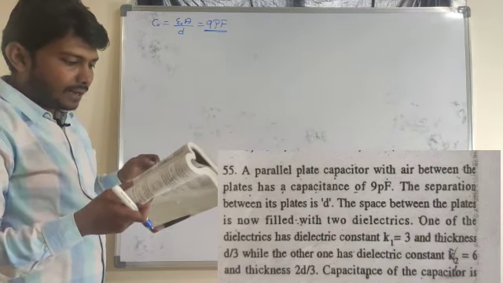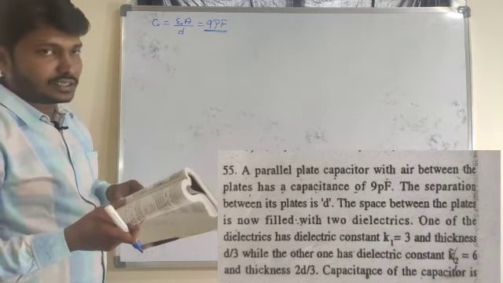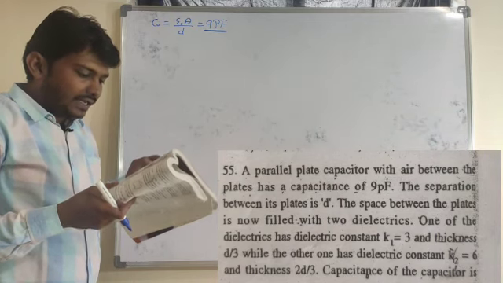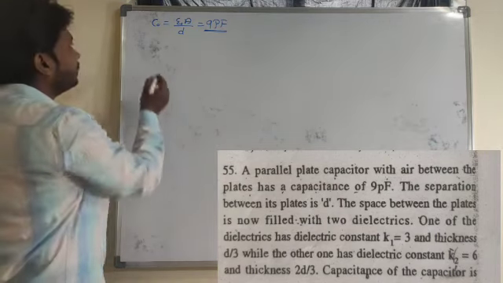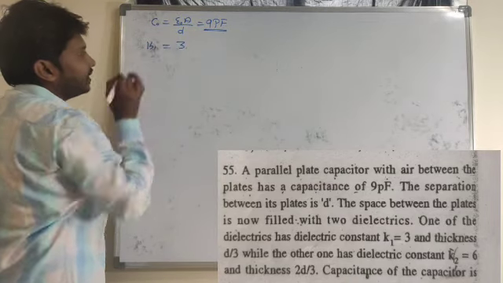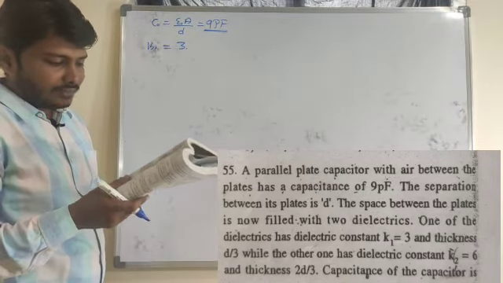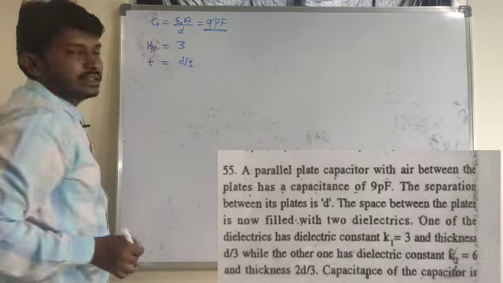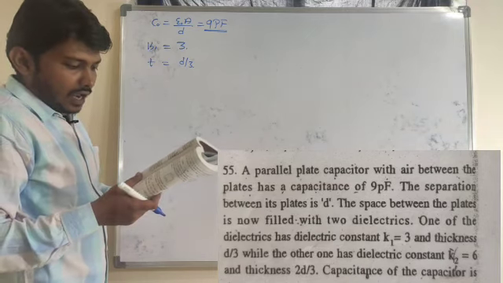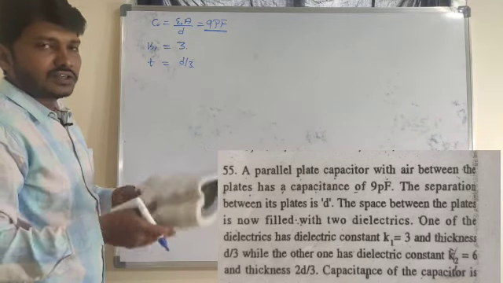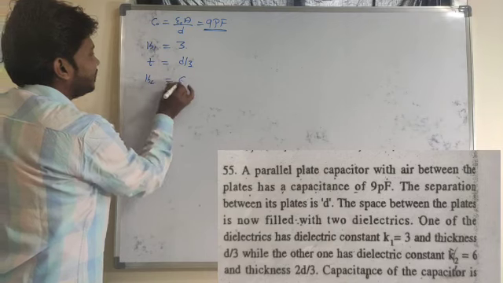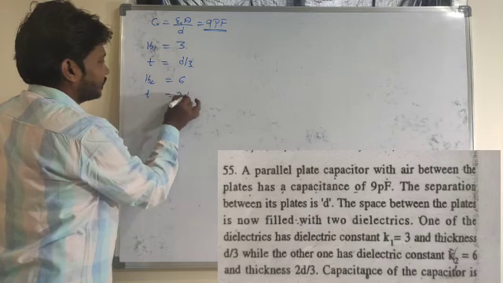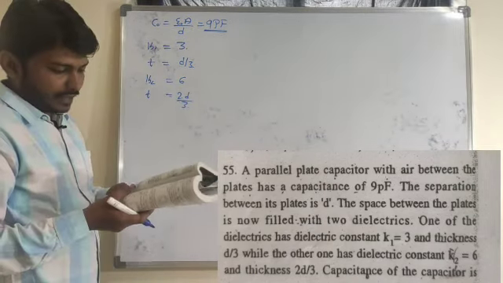The space between the plates is now filled with two dielectrics. So between the plates, I will fill two dielectric materials here. One of the dielectrics has a constant K1 equal to 3 and thickness equal to D by 3. The other has a dielectric constant K2 equal to 6, and its thickness is 2D by 3.